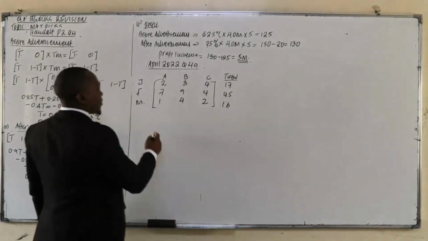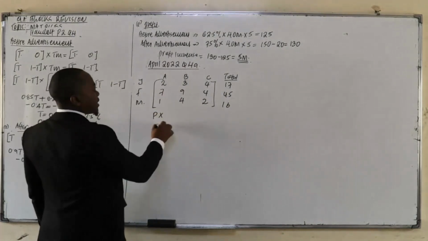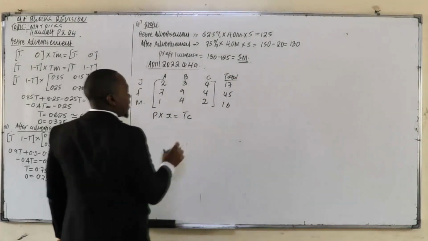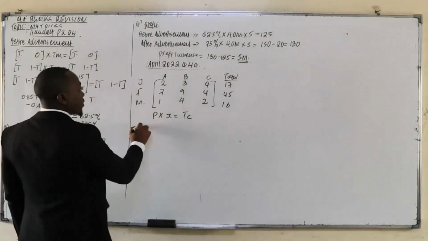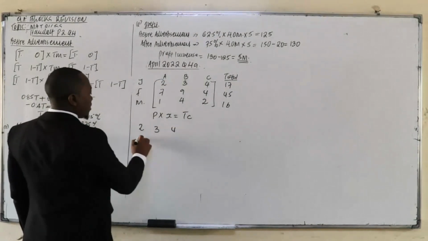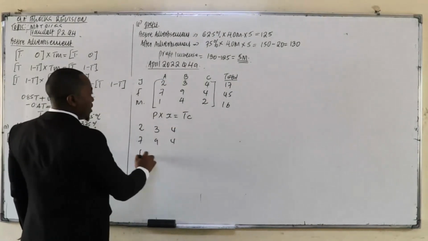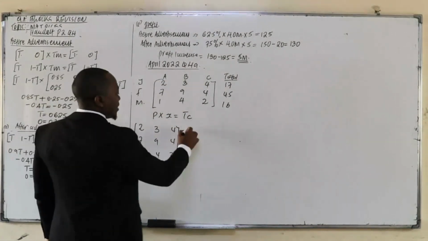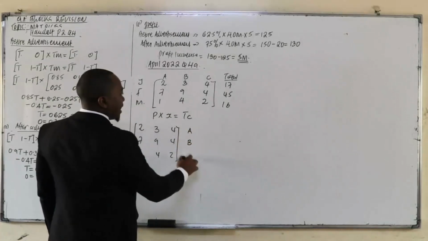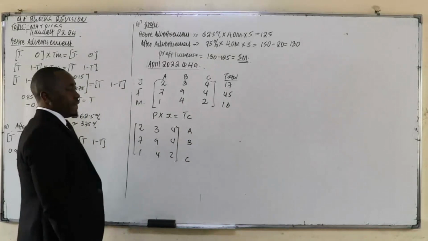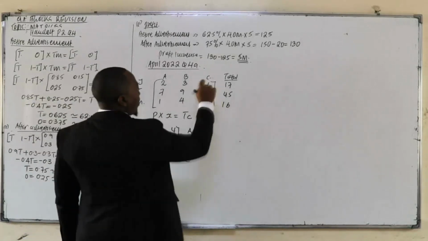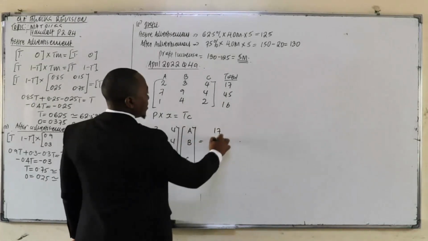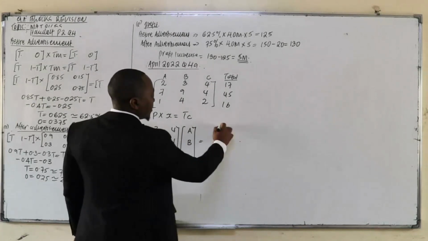Now this is what you do. You take the profit per unit times the number of units, and that gives the total profit. So you take the profit matrix: 2, 3, 4, 7, 9, 4, 1, 4, 2. You multiply by the number of units of A, B, and C, so that now you get the total. You multiply, it will give you 17, 45, and 16.